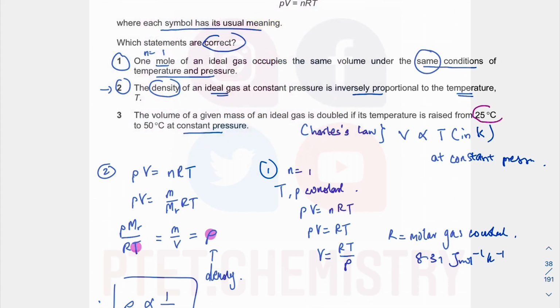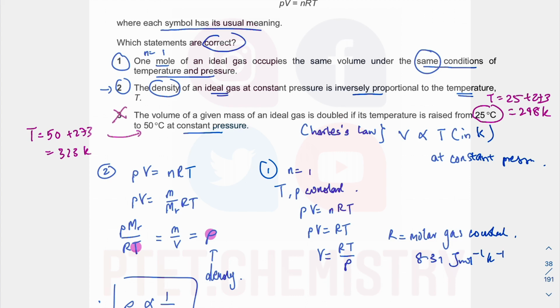All right, so work this out in Kelvin. This is 25 plus 273. That is 298 Kelvin. And let's see if it is double or not for the temperature in Kelvin. So 50 plus 273. That is 323 Kelvin. Your volume doubles if your temperature in Kelvin doubles at constant pressure. But your temperature in Kelvin hasn't doubled. 298 times 2 is not 323 Kelvin. And you're at constant pressure, so your volume will not be double.